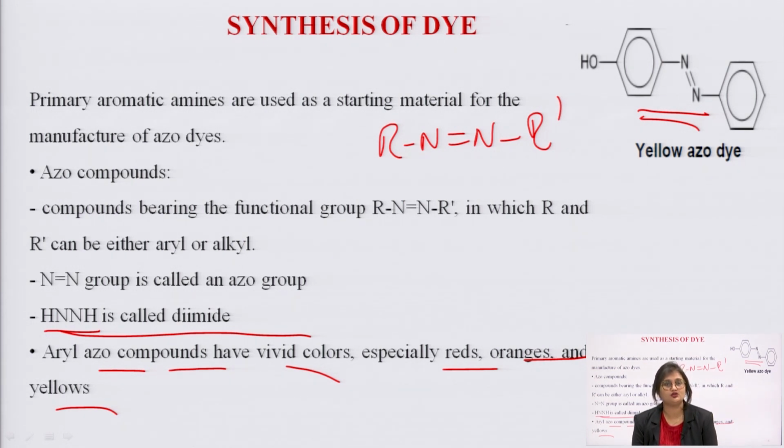So, what are these azo dyes? They either contain the azo group, which is the N double bond N group, or they contain diimides. Aryl azo compounds, the primary use is due to their coloring effect. They have vivid colors ranging from red, orange and yellows.